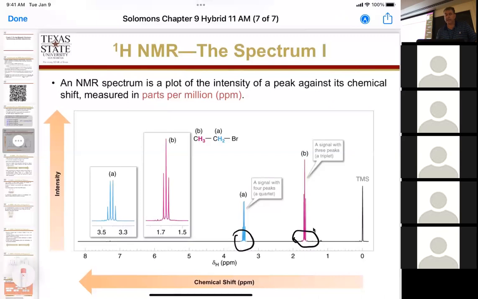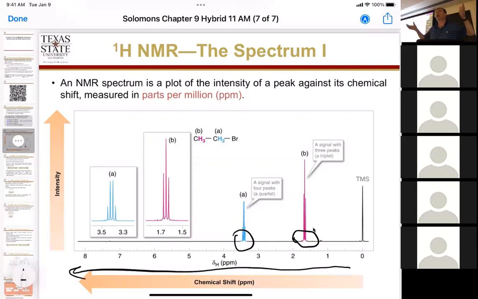Now, if we look at our shift, this is our position. As we move further away from zero, it took longer for those hydrogens to relax, meaning they were close to an electronegative atom. What that means is there's less electron density around that hydrogen, so it's de-shielded and takes longer to relax, okay? De-shielding moves it downfield, and shielding moves it upfield, okay?